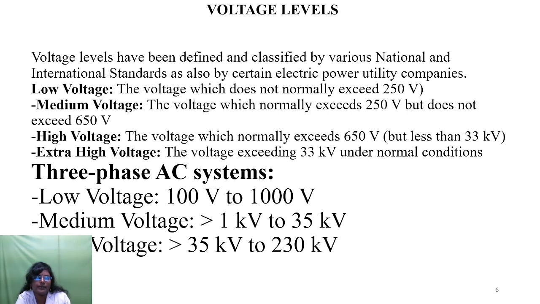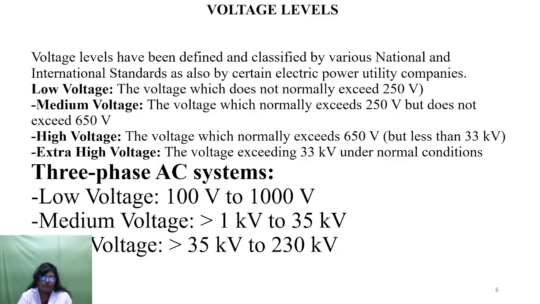Next, the third voltage level is high voltage. Above 35 kV to 230 kV, we call it high voltage level. So these are the main standard voltage levels in the electric power system. For a single phase, there are low voltage, medium voltage, high voltage, and extra high voltage. And a 3-phase AC system is classified into 3 voltage levels: low voltage, medium voltage, and high voltage levels.